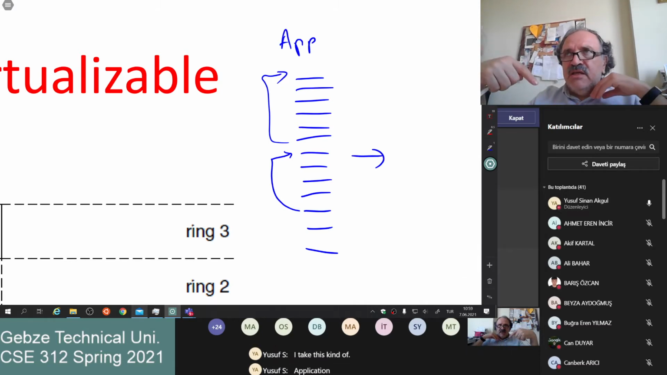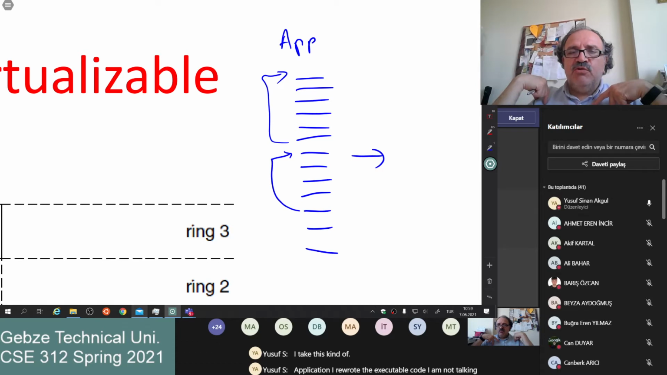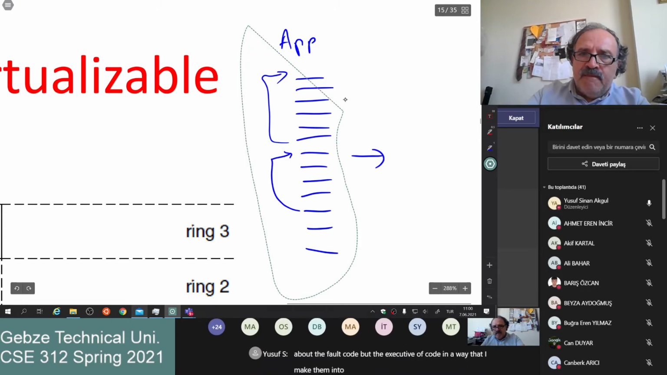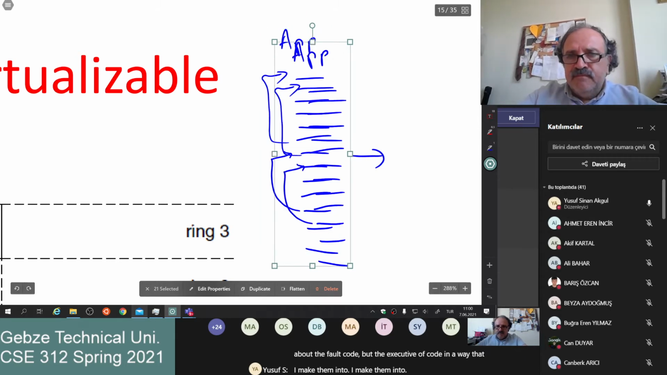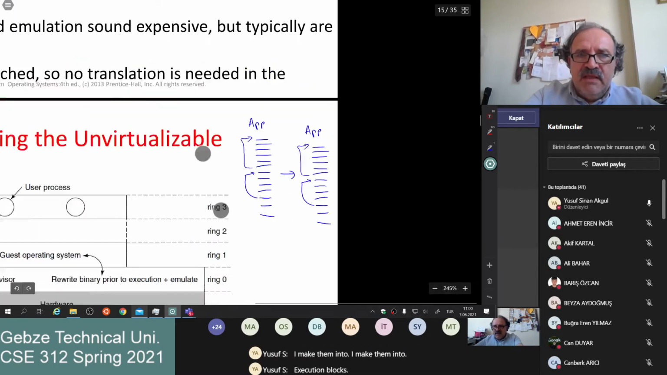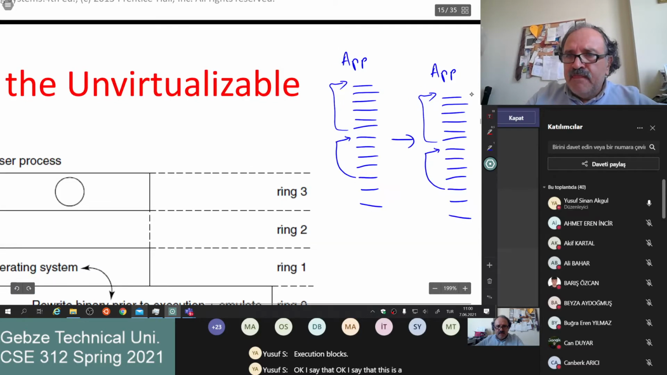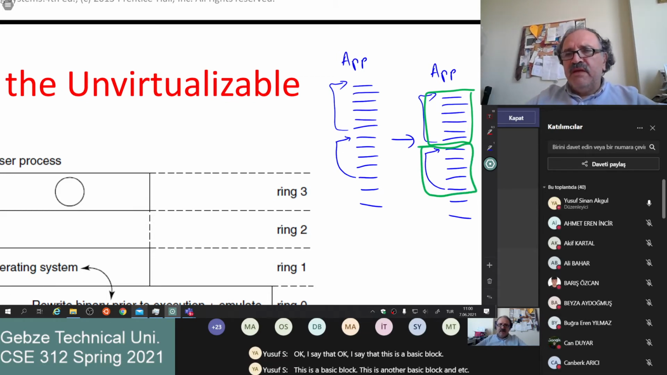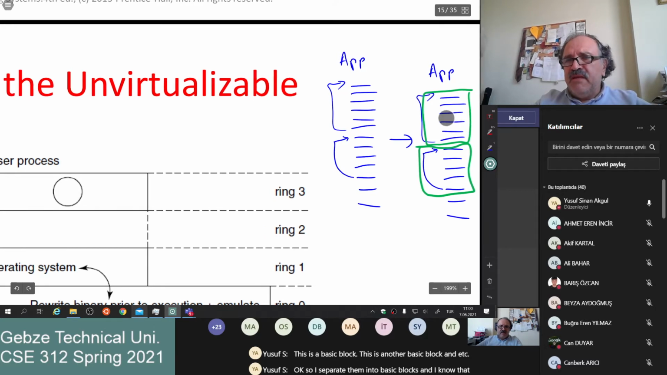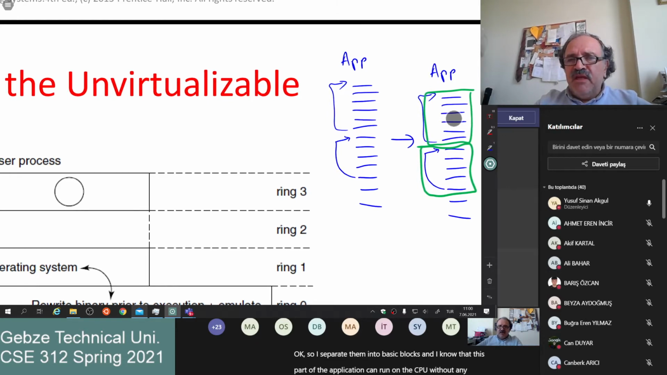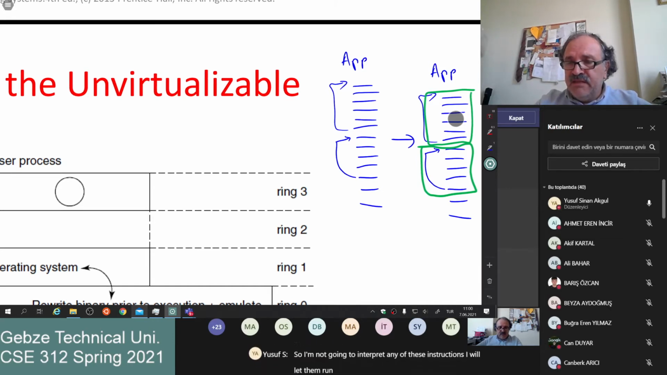So I take this kind of application and I rewrite the executable code. I am not talking about the source code, but the executable code, in a way that I make them into execution blocks. I say that this is a basic block. This is a basic block. This is another basic block, etc. So I separate them into basic blocks, and I know that this part of the application can run on the CPU without any problems. So I am not going to interpret any of these instructions. I will let them run on the CPU itself.